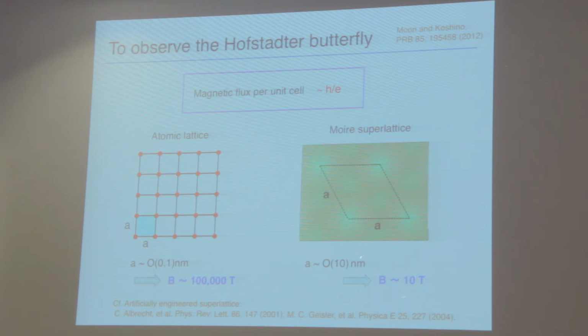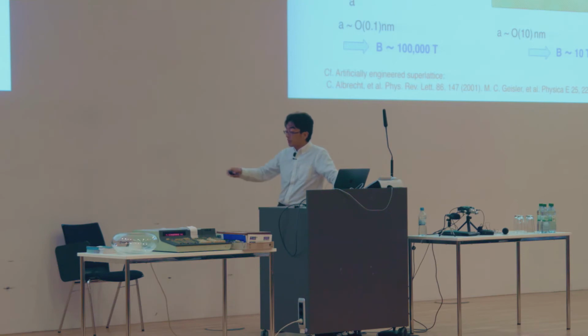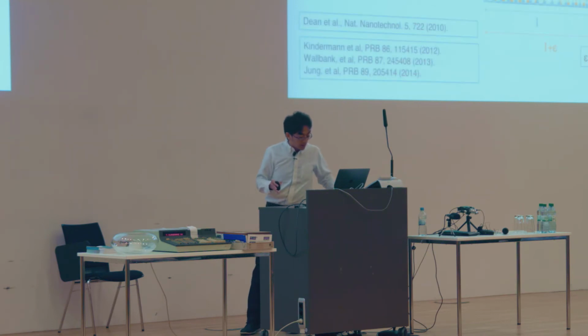So for example, if a equals 10 nanometers, we get B equals 10 Tesla, because flux is proportional to a squared. This is the area. So when you increase the lattice constant a, the required magnetic field rapidly decreases. So B equals 10 Tesla.